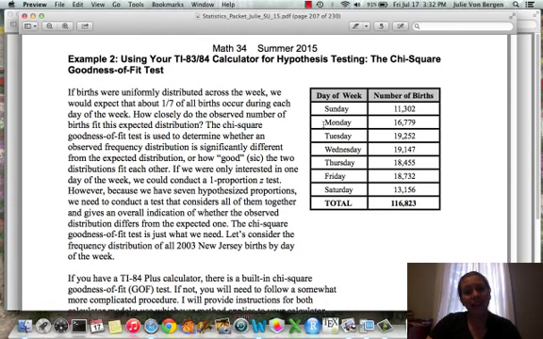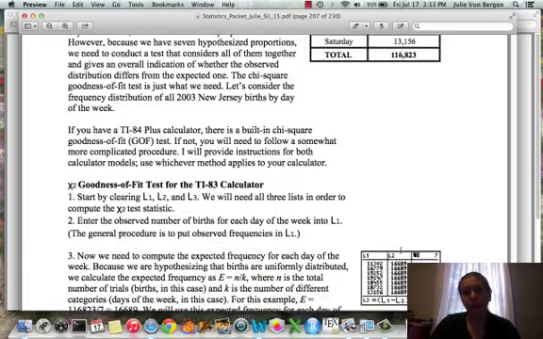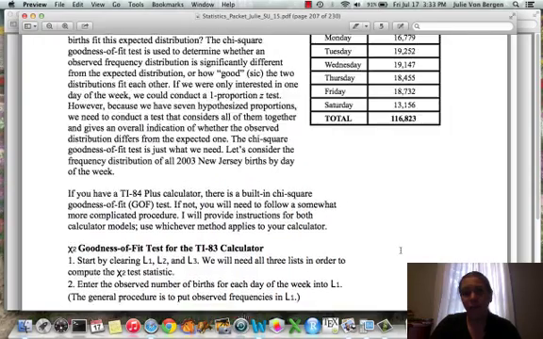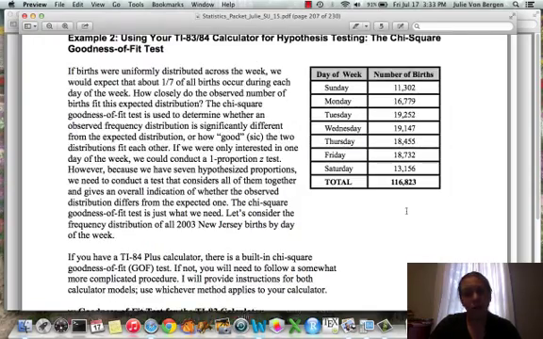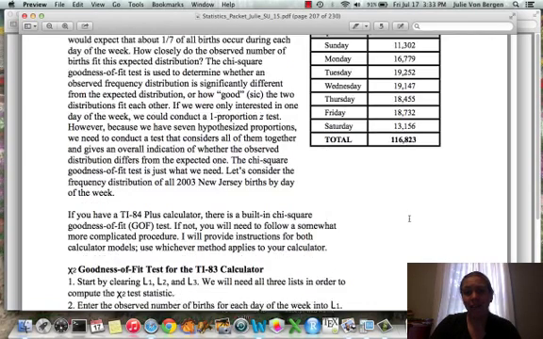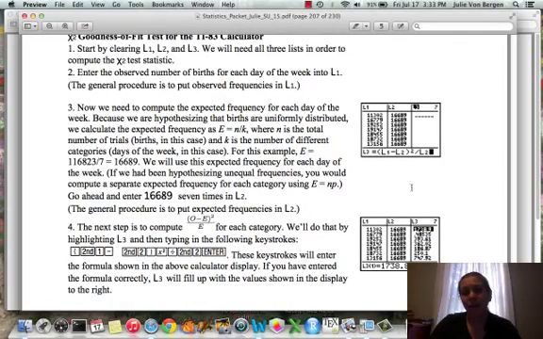So what we're comparing is days of the week and the number of births. If births are distributed uniformly, we expect that 1/7 of the births are going to occur on each day. And so this is the number of births in New Jersey in 2003. So this is all the births from the state of New Jersey from 2003. When you type it on your calculator, you first have to figure out what is 1/7 of this total. So if you do 116,823 divided by 7 days, you get the expected value.